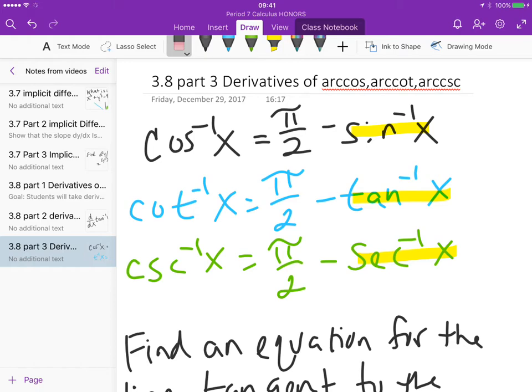Now, when it comes down to these particular identities, what I want to make clear is that these identities are not the formulas for the derivatives. All right, let me say that again. These are not the formulas for the derivatives. These are identities of cosine inverse, cotangent inverse, and cosecant inverse, in which we already know the formulas for sine, tangent, and secant inverse derivatives. That way, we don't have to memorize brand new derivative formulas. We already know sine, tangent, and secant inverse derivative formulas.